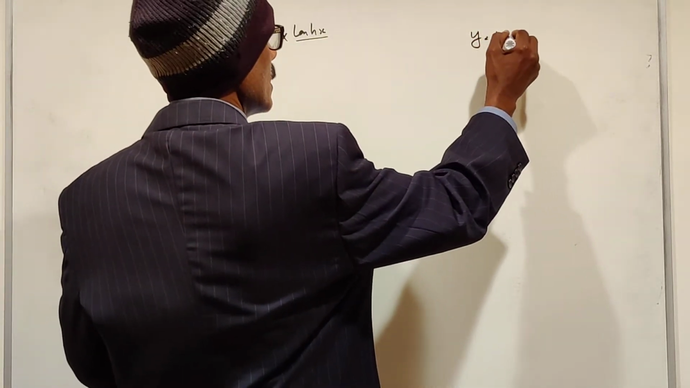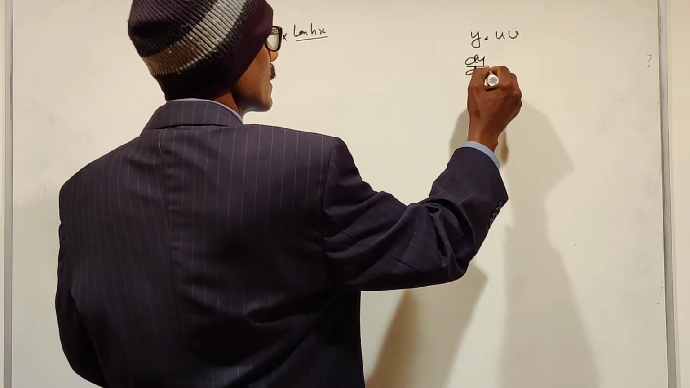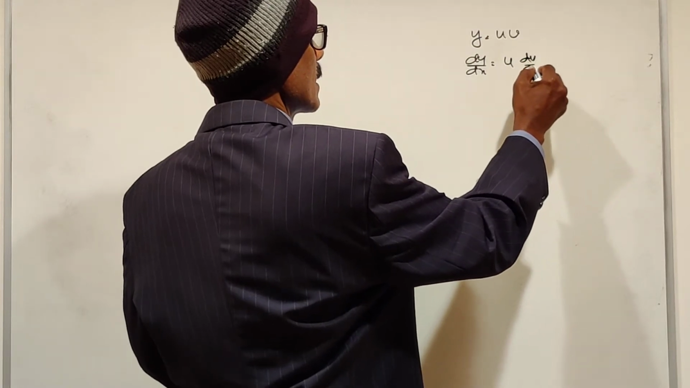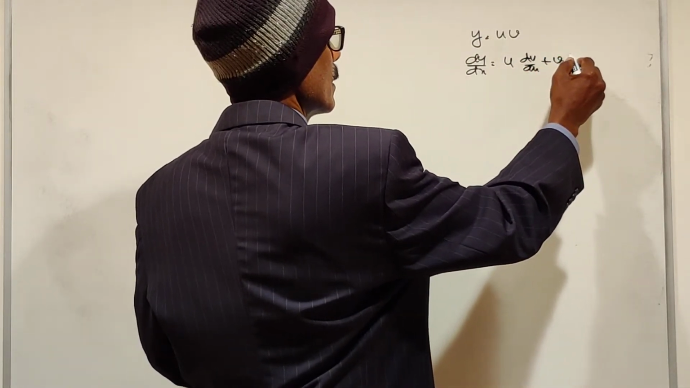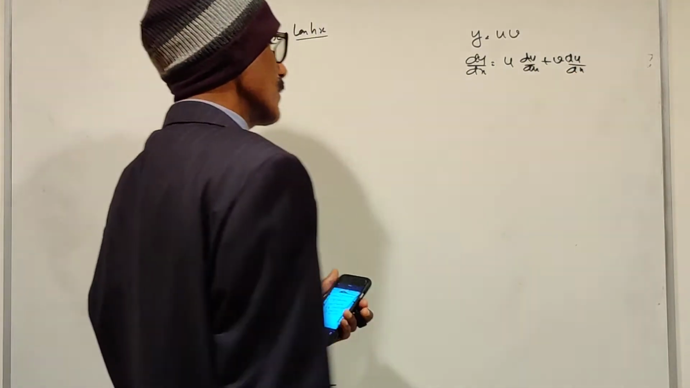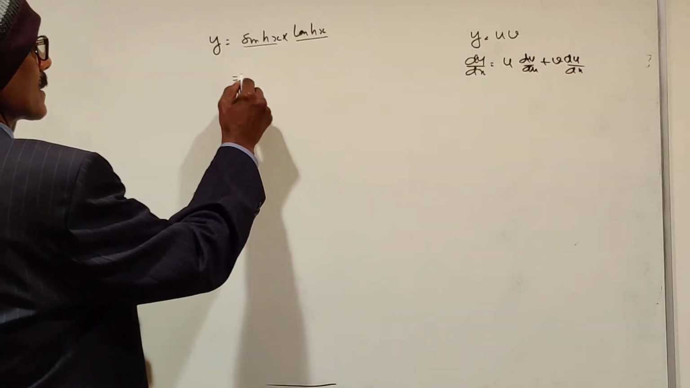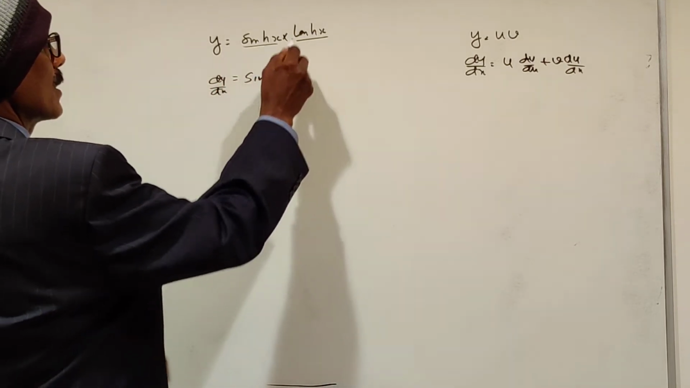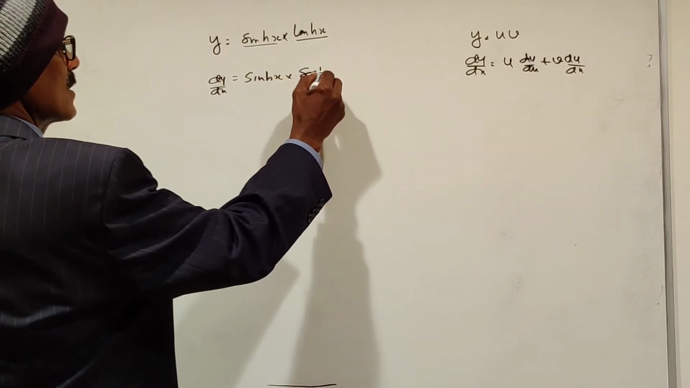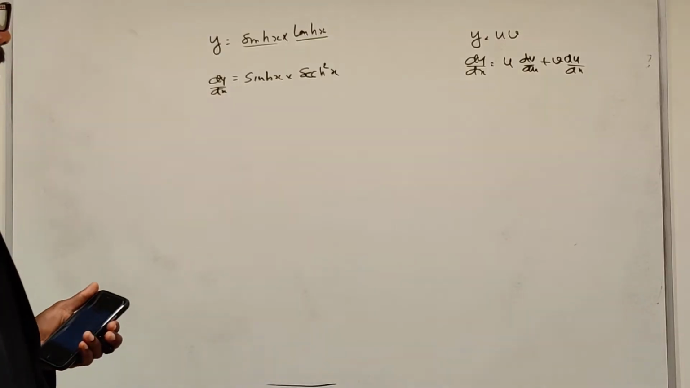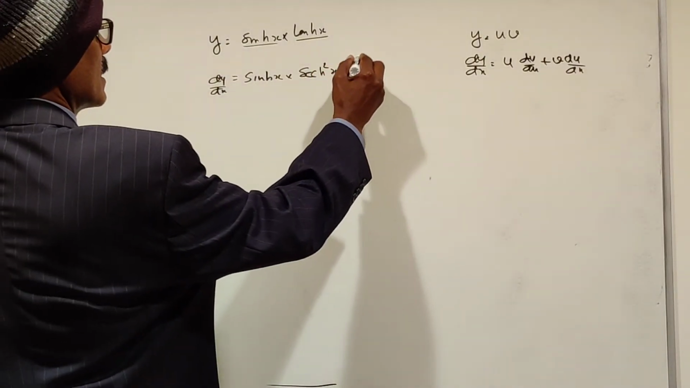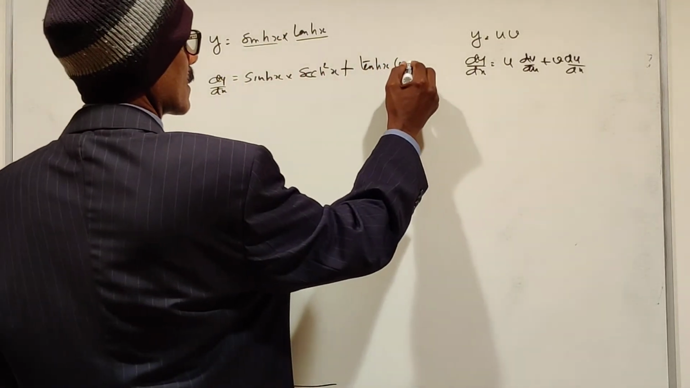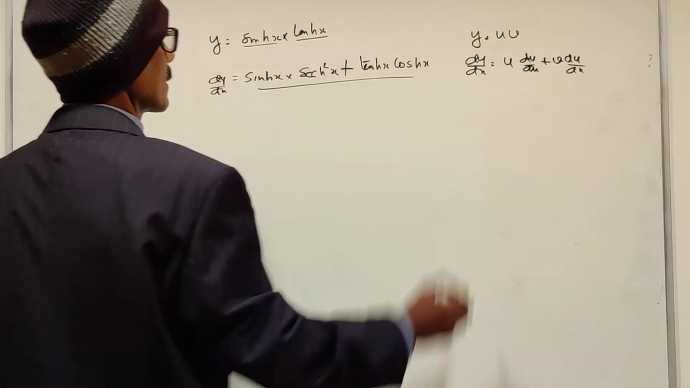Y is equal to uv, dy by dx equals u into the derivative of the second function, dv by dx, plus v into the derivative of the first function. So that is the formula. First function sin hx: dy by dx is sin hx into the derivative of tan hx, sec h square x, plus tan hx into the derivative of sin hx, which is cos hx. That's it.